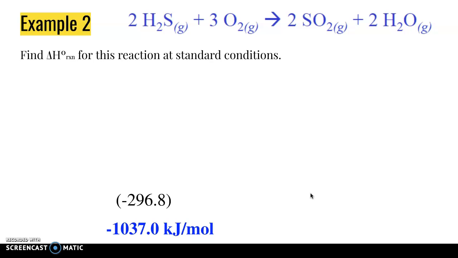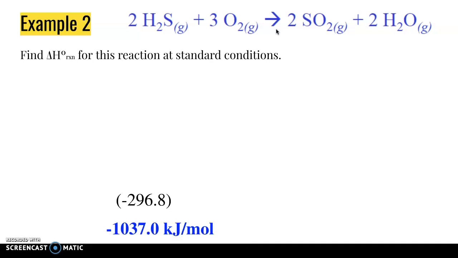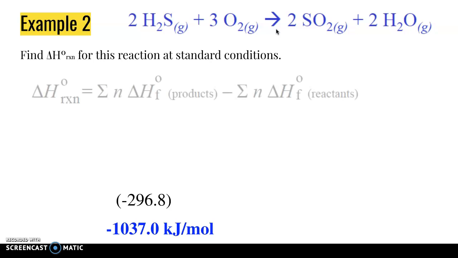We have another example with some more spoilers. We want to find delta H of reaction for this reaction between hydrosulfuric acid and oxygen to form SO2 and 2 H2O. So this is going to be basically the same process. We have this given equation.